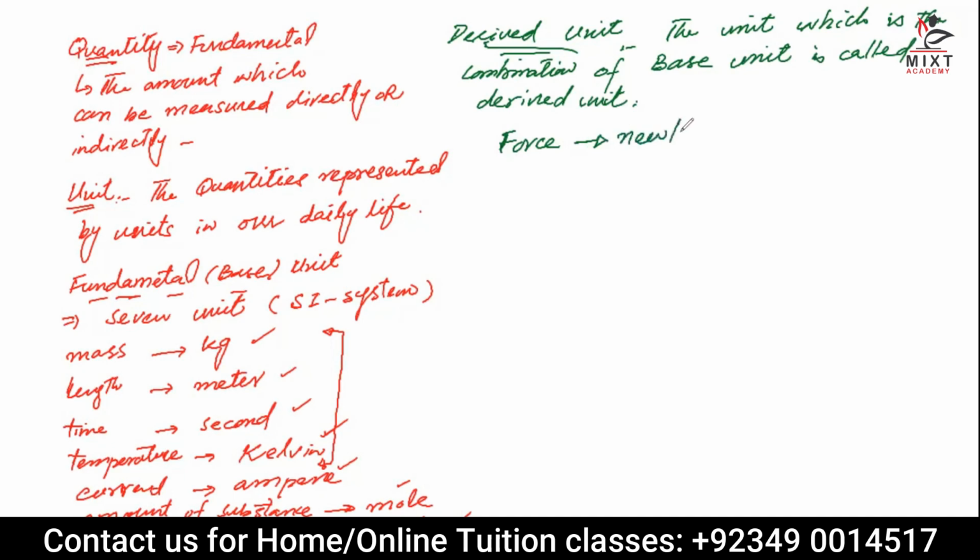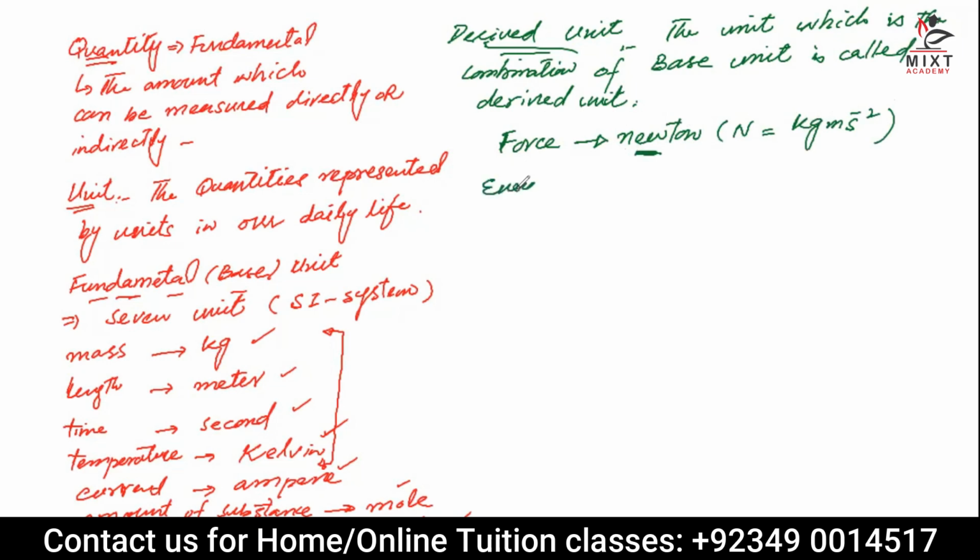Newton, exactly. Well done. So Newton N is equal to kg meter per second square. You know that from F is equal to ma. Now this Newton is a derived unit, okay?